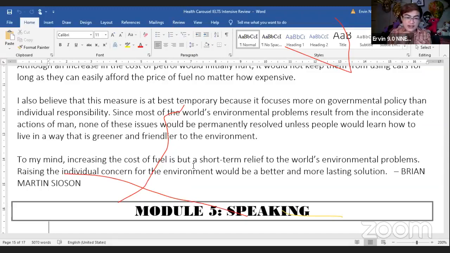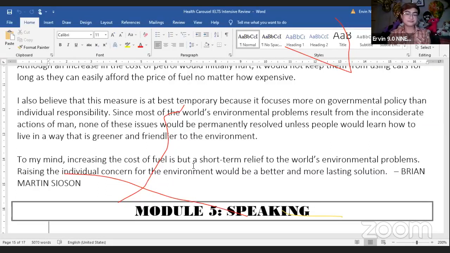Moving on. From the inconsiderate actions of man. So he is not yet finished with his descriptive words. So now there's inconsiderate. Inconsiderate actions of man. None of these would be permanently resolved unless people would learn how to live in a way that is greener and friendlier to the environment.